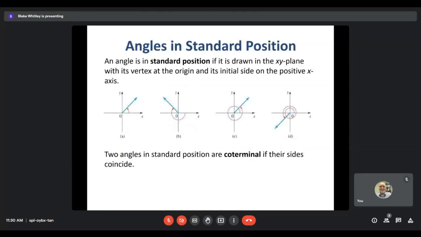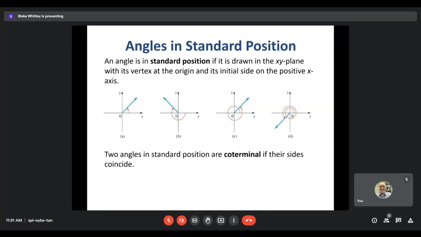All right, now angles in standard position. Whenever we talk about standard position, that means that our initial side is going to be the positive x-axis. And so notice here, all of these angles that are drawn, A through D, are all measured from that positive x-axis, either in a clockwise or a counterclockwise direction.